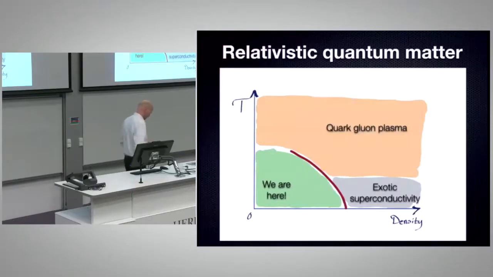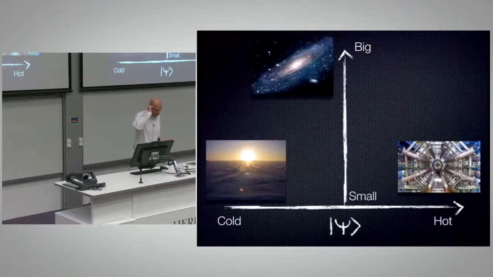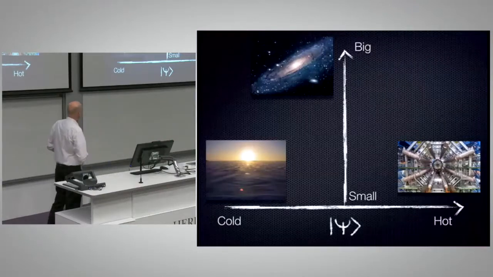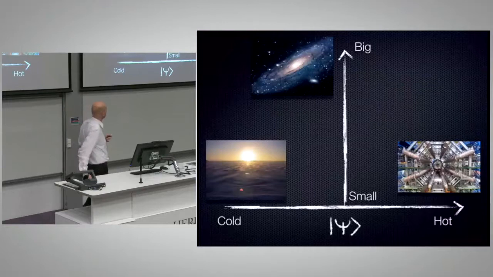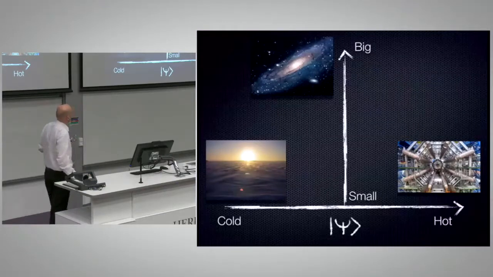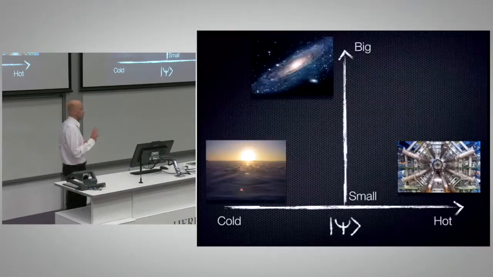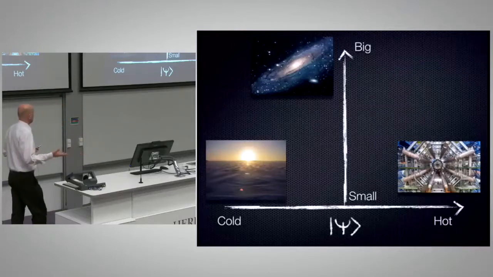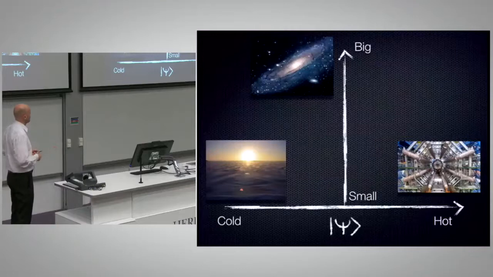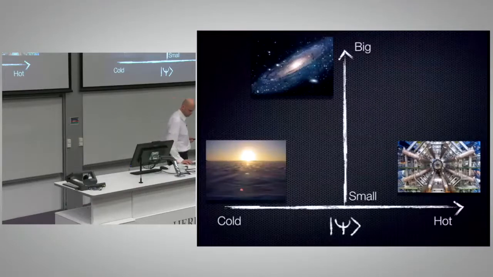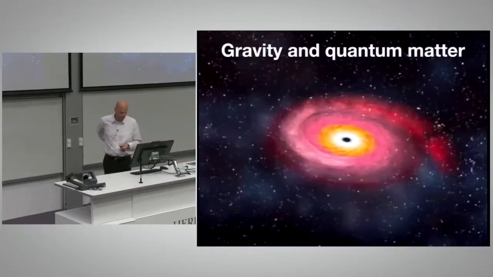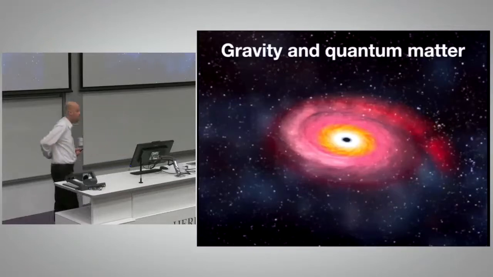Okay, so where are we? We've discussed the very cold and the very hot, and what we will do next, in 2 or 3 minutes, is discuss the large scale structure up here, and see what the connections are between the large scale structure of the universe and the quantum fluid. And to illustrate this, we're going to discuss gravity and quantum matter.